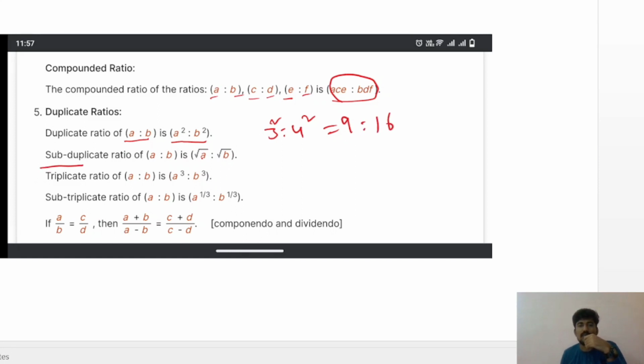Subduplicate ratio: square root of A is to square root of B. Triplicate ratio: we have to cube the ratio. Subtriplicate is nothing but the cube root of the values: cube root of A is to cube root of B.